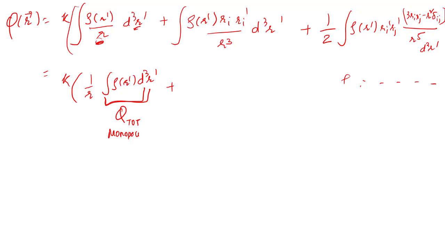Then if I look at this, again, r cube and ri are independent of the integral. So I can write this as ri by r cube times the integral of rho of r prime ri prime d cube r prime. And this is what we called the dipole moment.